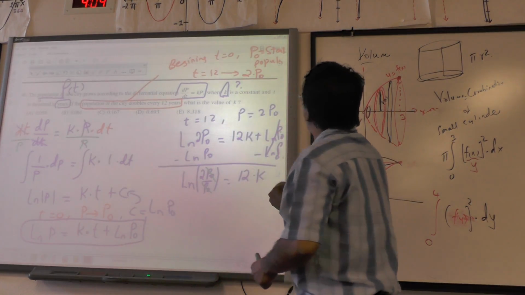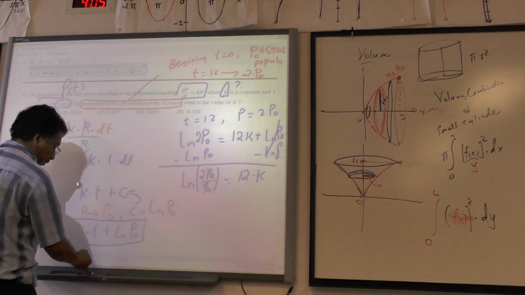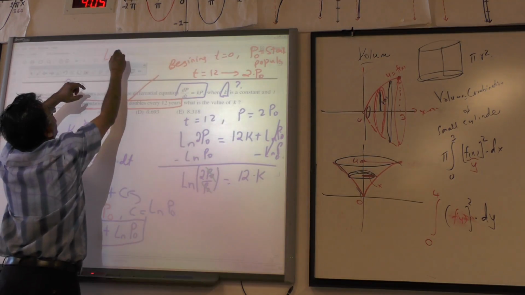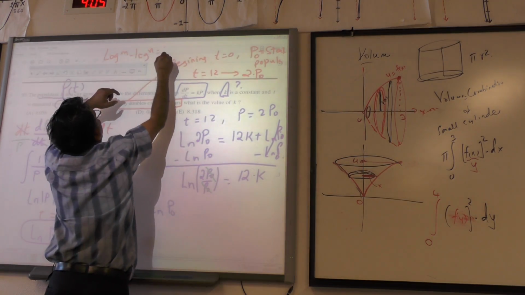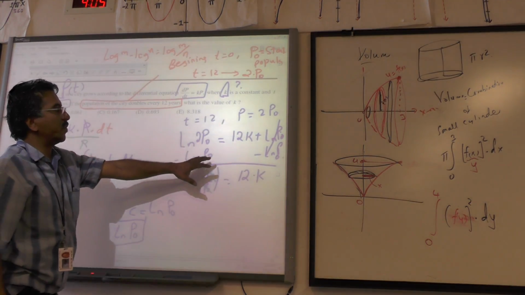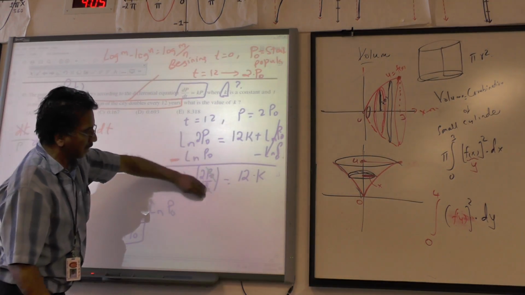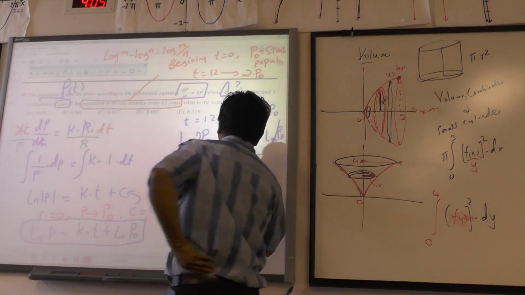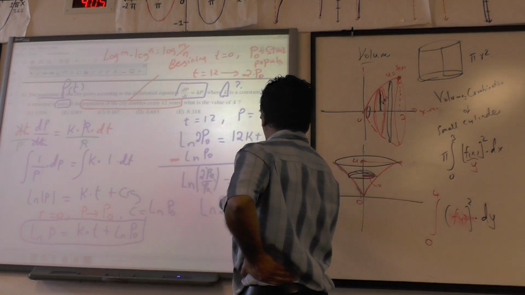Just wanted to let you know that I did log of n minus log of n is log of m over n. That's what I did here, because when you subtract, this is a subtraction sign, so this goes down. Then you have ln of 2, which is 12K.